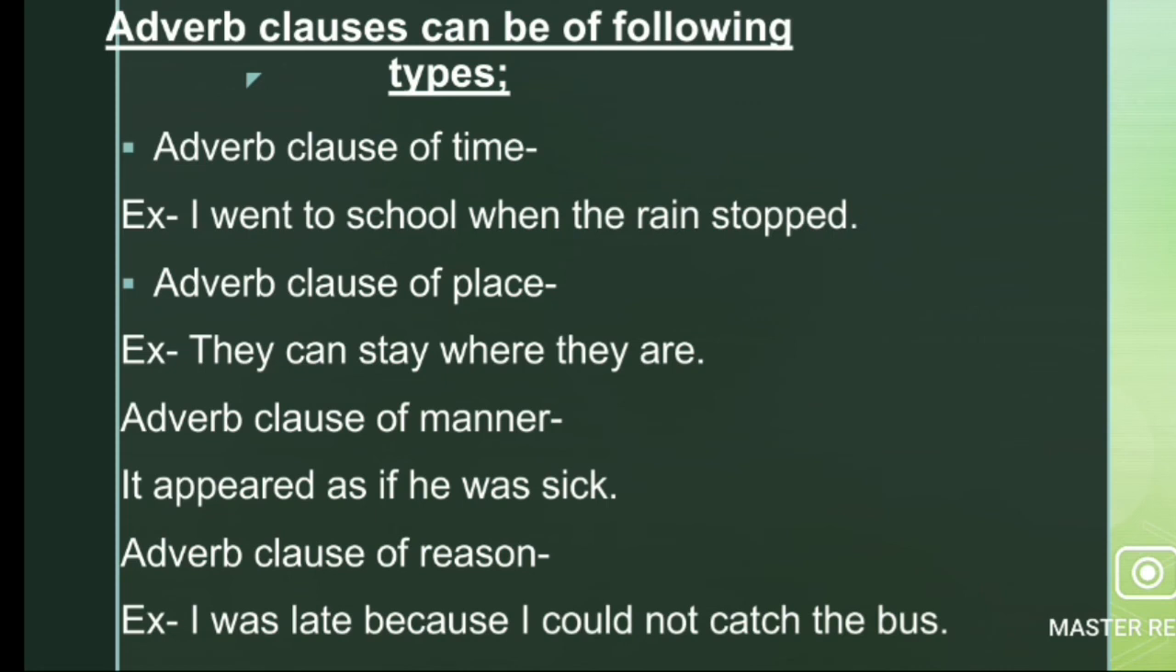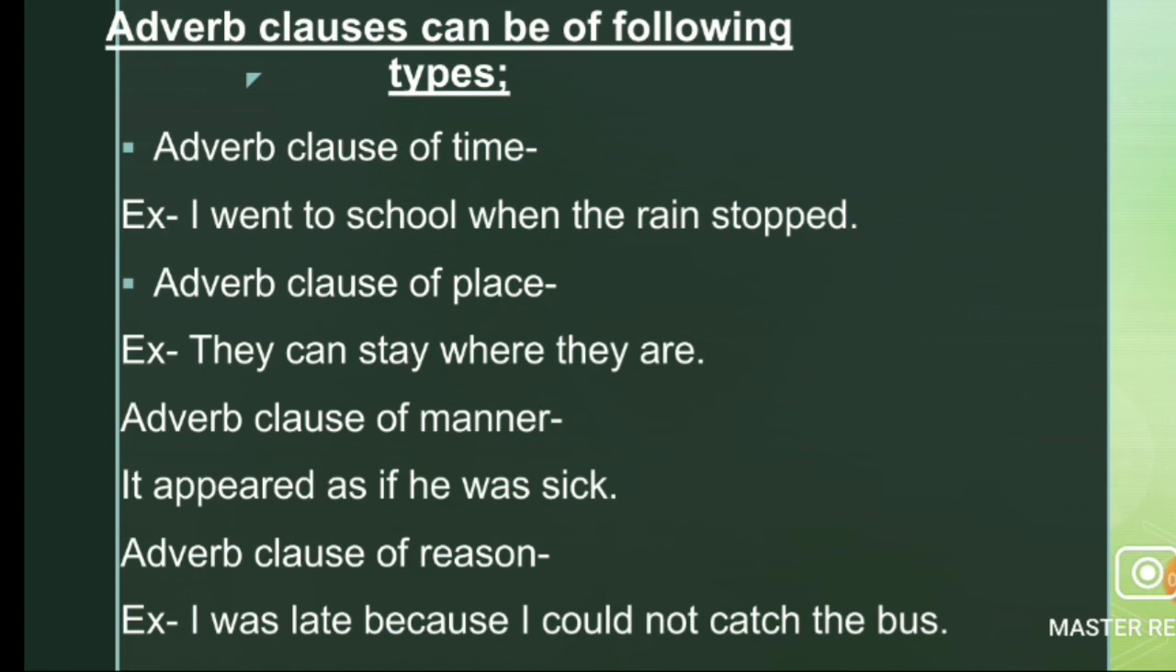Adverb clause of time. For example, I went to school when the rain stopped. "When the rain stopped" is an adverb clause of time. Adverb clause of place. Here you can see, they can stay where they are. "Where they are" is an adverb clause of place. Next one, adverb clause of manner. See the example. It appeared as if he was sick. "As if he was sick" is an adverb clause of manner.